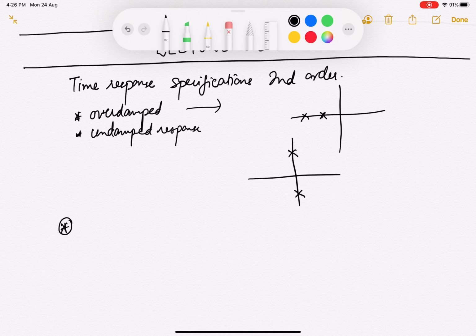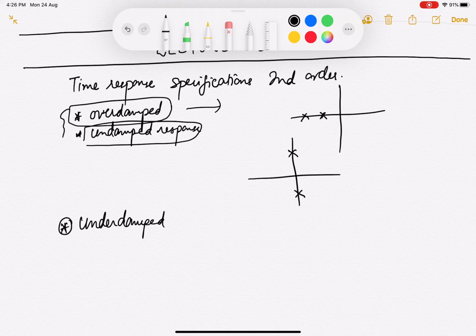The third important type of response is the underdamped response. So it is in between these two responses. So here you don't have any damping. In this you have a lot of damping. So the system here is slow, and the system here is so fast that it is continuously oscillating. So the third option that you have is in between the two responses.